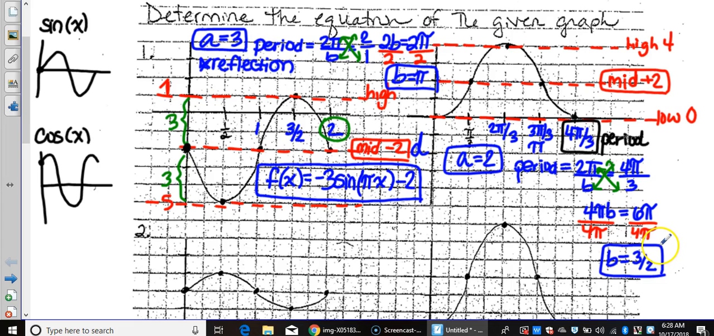But now that we have A and we have B, we just have to decide what D is. Once more, for emphasis, where does D come from? D comes from the midline. So if I look at my midline, it is at a positive 2, so that's D. Like down this other one, the midline was at negative 2, that was D for that graph.